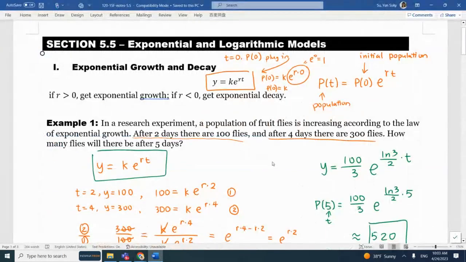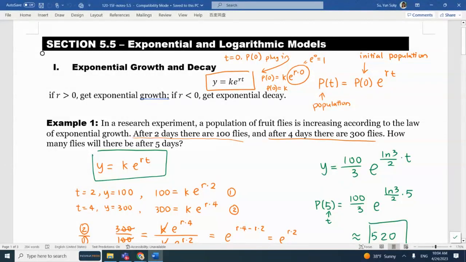Last time we talked about the exponential model. We have the formula y equals k times e to the rt. K and r are two constants. The y and the t are variables. We also have this formula: population equals P0 times e to the rt. That is because when we plug in t equals 0, we just get k equals P0. So both of these formulas are correct.